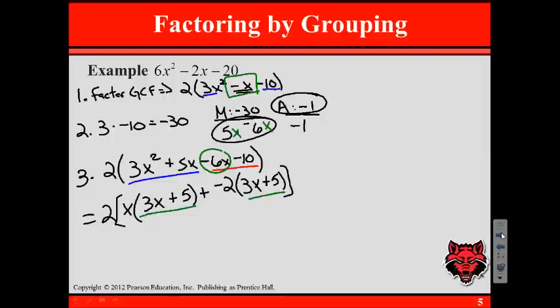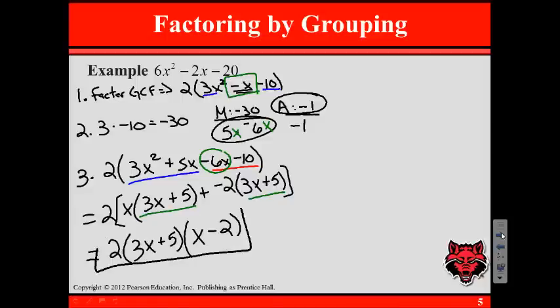So the binomials actually end up being the next greatest common factor. So out of everything inside square brackets, we factor out a 3x plus 5. In the first term, when we take away the 3x plus 5, we're left with an x. In the second term, we are left with a minus 2. And at this point, we're finished.